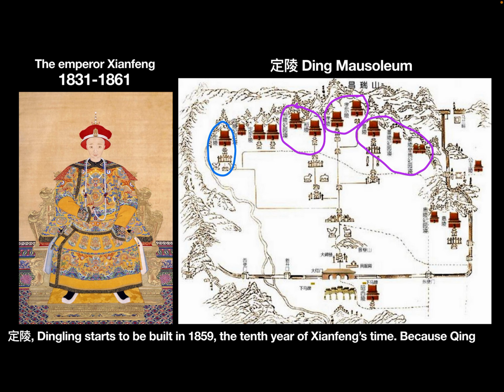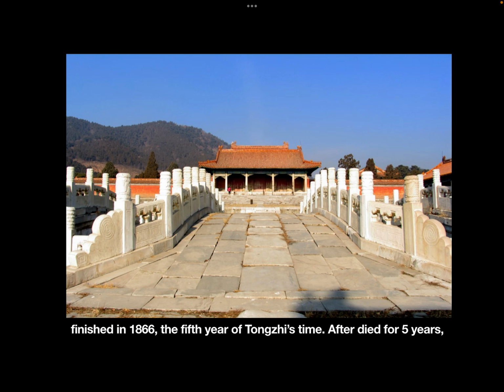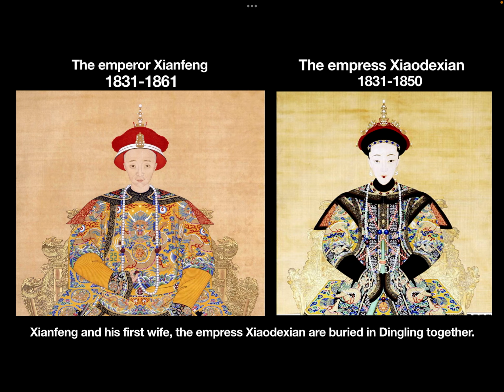Dingling starts to be built in 1859, the 10th year of Xianfeng's time. Because the Qing government has financial difficulty and wars and rebellions frequently happen, Dingling is finished in 1866, the 5th year of Tongzhi's time. After dying 5 years earlier, Xianfeng and his first wife, the Empress Xiao Dexian, are buried in Dingling together.